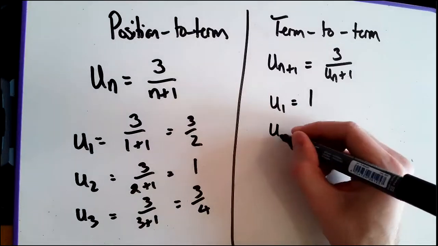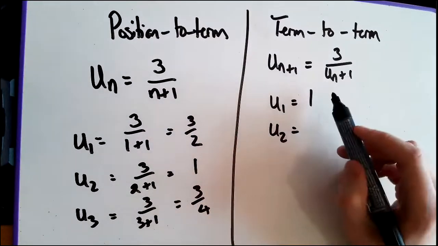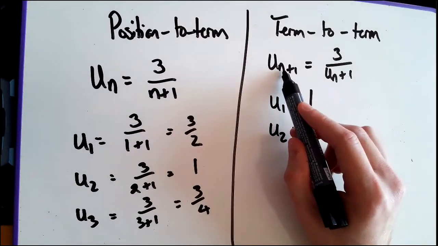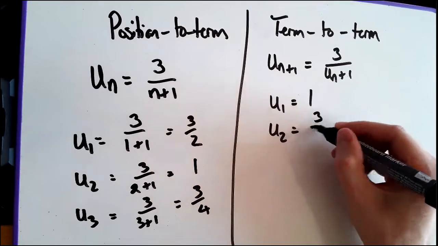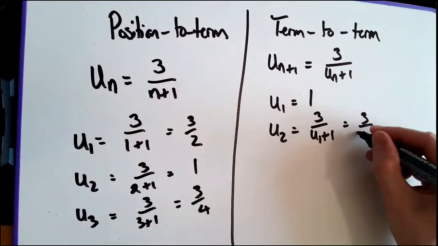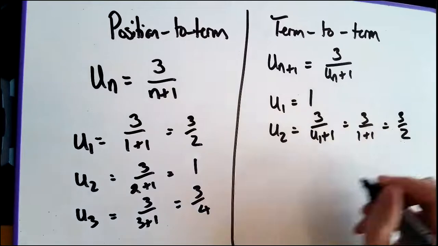So to get u2, I don't sub in 2. I want this to be u2, so that means n is 1. So it's 3 over u1 add 1. u1 is 1, so it's 3 over 1 add 1, so that's 3 over 2.